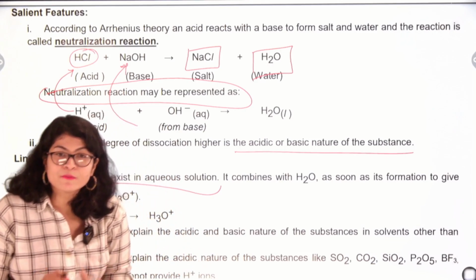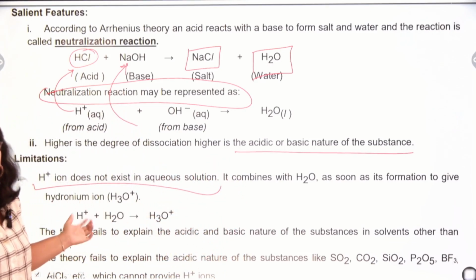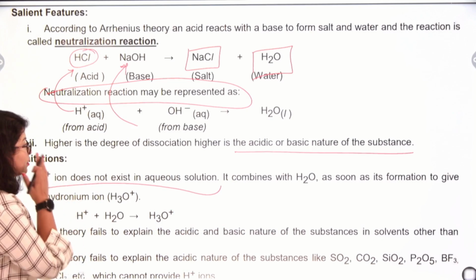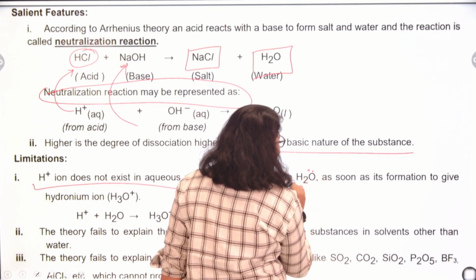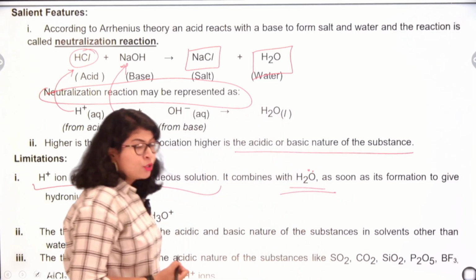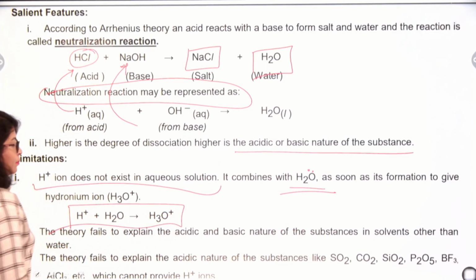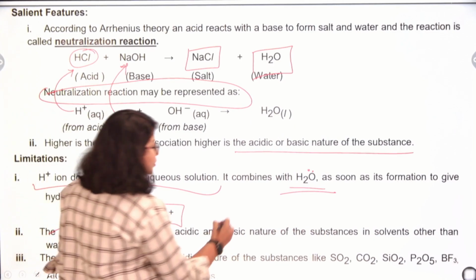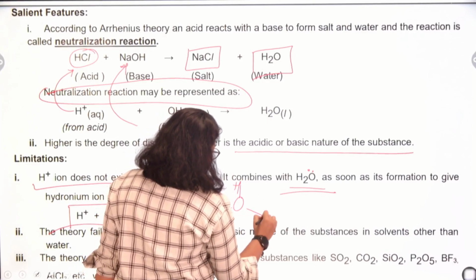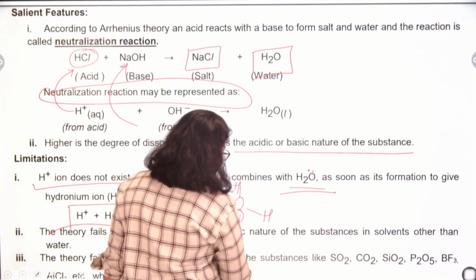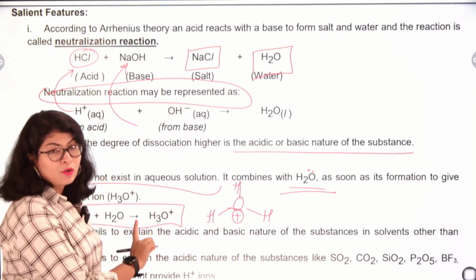As soon as it is formed, it combines with water to give you hydronium ion. Whenever H+ is released, it combines with water. The lone pair in water accepts that H+ to give you H3O+. The structure of H3O+ has a positive charge on oxygen. Why? Because the oxygen has reacted through its lone pair only.